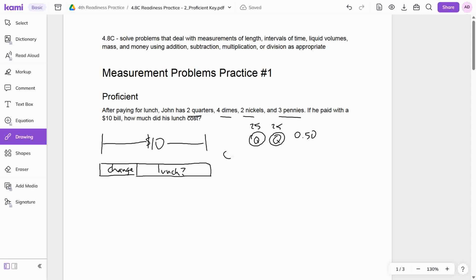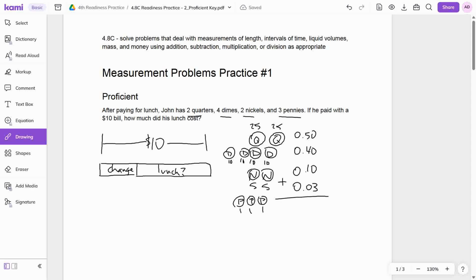Okay, so dime, dime, dime, and dime. That's 4 tens, so that's going to be 40. We've got 2 nickels. Let's make that 2 fives. That's 10. And then 3 pennies, and those are just going to be ones. Penny, penny, penny. 1, 1, 1. Let's make that 0.03, not 0.3. Okay, so it looks like he's got 3, 4, 5 is 9, add 1 is 10.